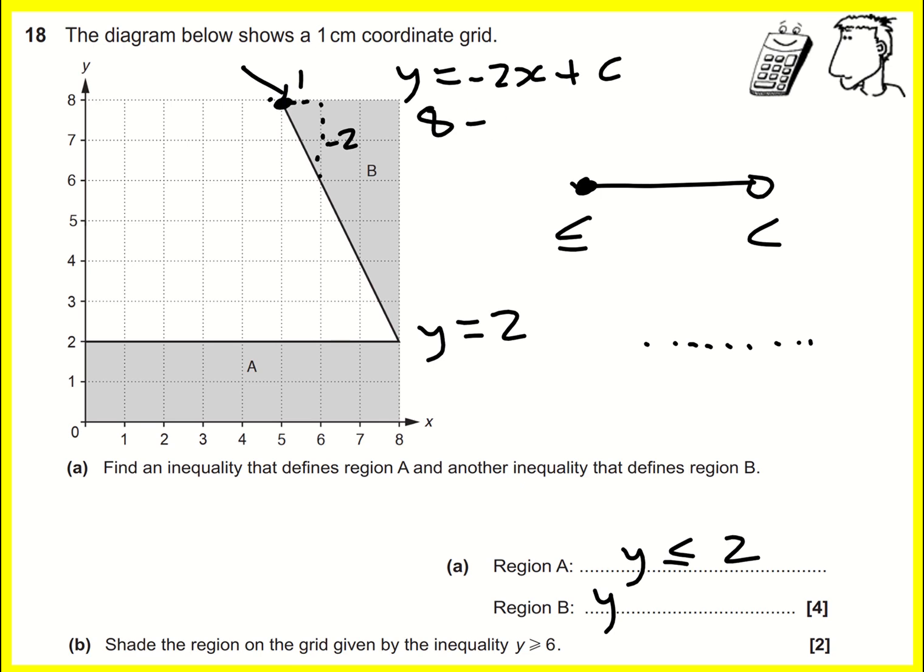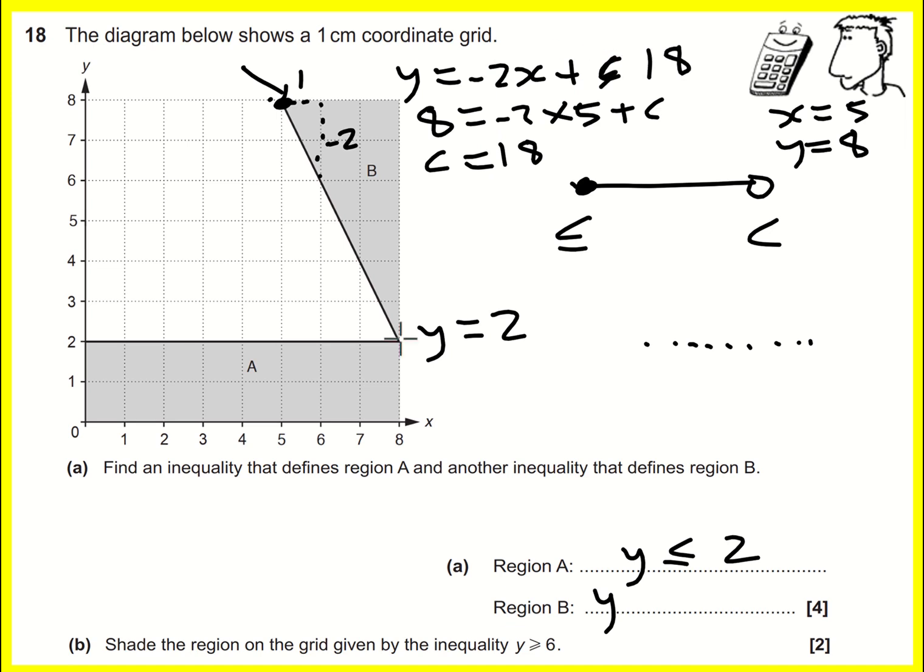So it must be that 8 is equal to minus 2 times 5 plus c. I'm just going to write this down. I've used x equals 5, y equals 8, and I've substituted that point in, because then I can see that this is minus 10, so I can add 10 onto both sides, and I'm going to get c is equal to 18. So this line is y equals minus 2x plus 18.